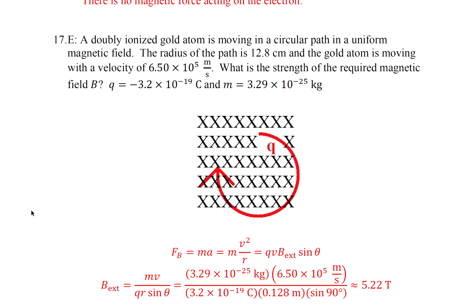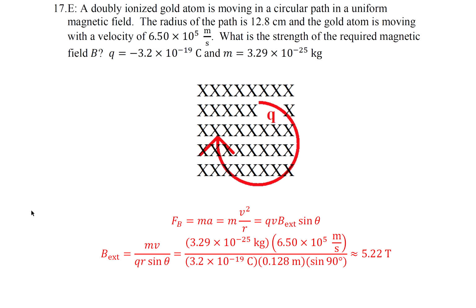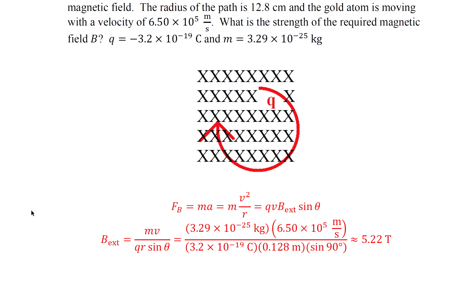Question 17. A doubly ionized gold atom is moving in a circular path in a uniform magnetic field. The radius of the path is 12.8 centimeters and the gold atom is moving with a velocity of 6.5 times 10 to the 5 meters per second. What is the strength of the required magnetic field B? So we're given charge and we're given the mass. So we'll use the equation F sub b equals ma equals mv squared over r equals qvb sine theta, and solve for B.